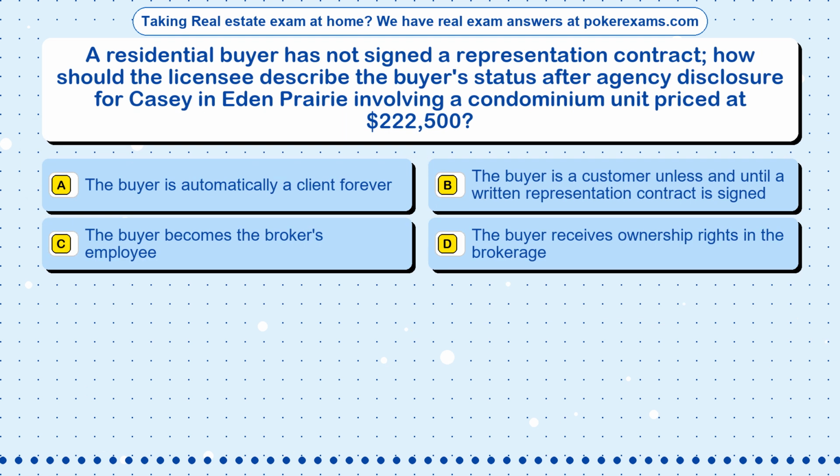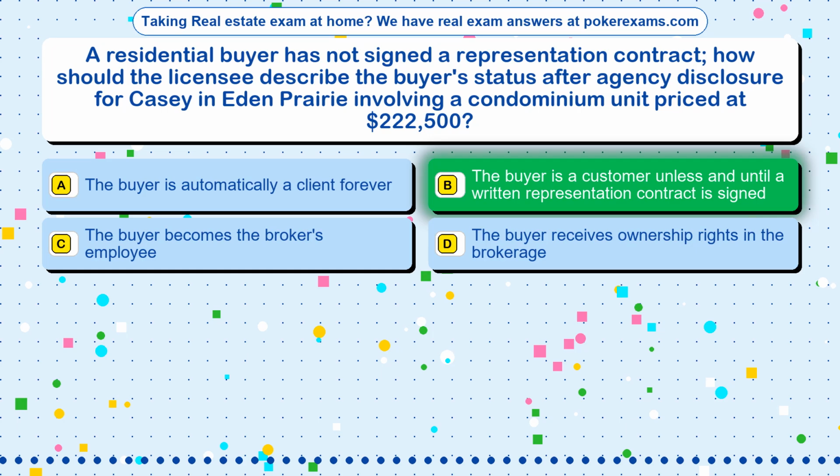Question 6. A residential buyer has not signed a representation contract. How should the licensee describe the buyer's status after agency disclosure for Casey in Eden Prairie involving a condominium unit priced at $222,500? Option A. The buyer is automatically a client forever. Option B. The buyer is a customer unless and until a written representation contract is signed. Option C. The buyer becomes the broker's employee. Option D. The buyer receives ownership rights in the brokerage.